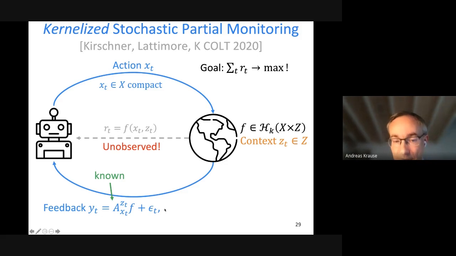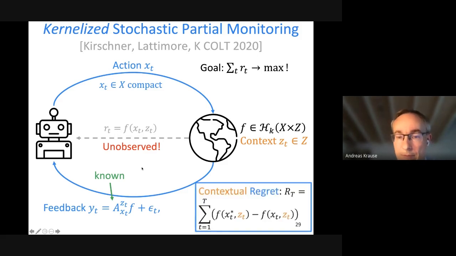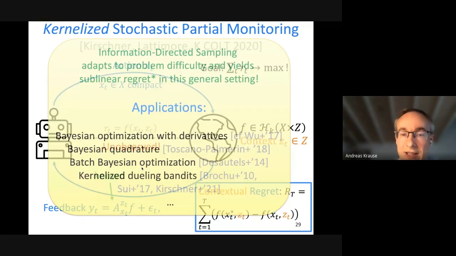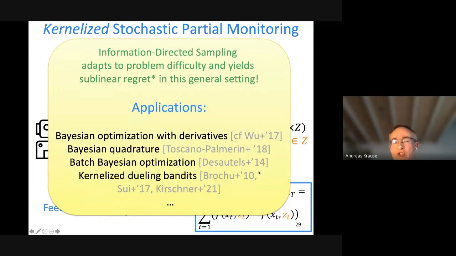predict a real vector. So it's basically a much richer measurement model. And one very natural consequence of this is that now by just choosing this feedback operator, these observation operators, in the right way, we can recover a lot of different variants of Bayesian optimization that have been explored in the literature.